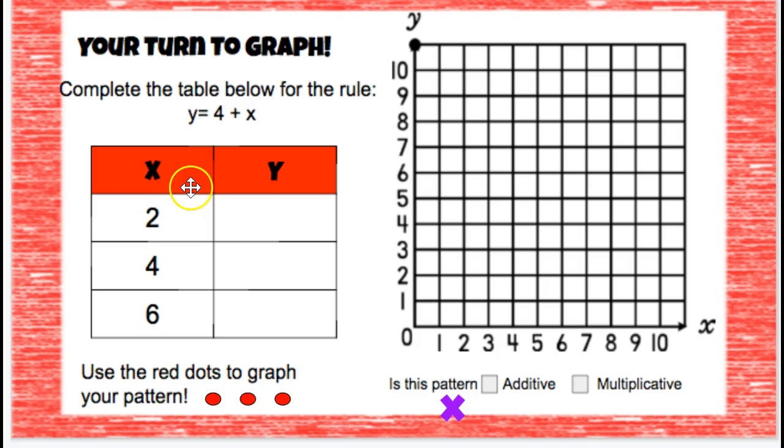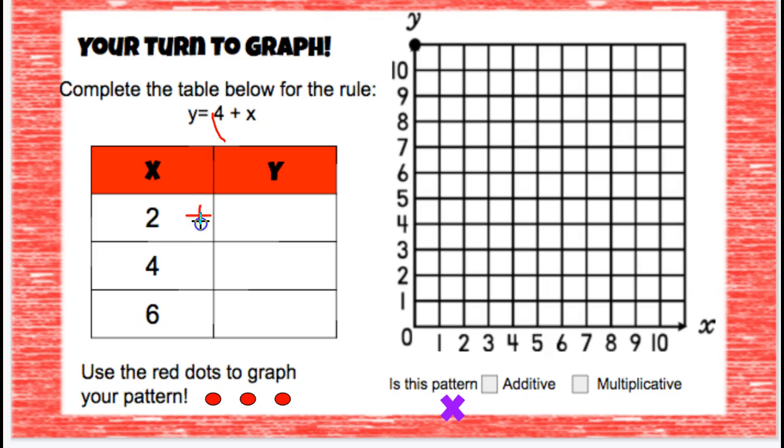Okay, so then you're going to graph. So let's do this graph together and then you can practice some. So it's your turn to graph. You're going to complete the table below for the rule. So here's our rule. Y equals 4 plus x. So our rule is, here's our x. X equals 2, 4, and 6. And my rule is I'm adding 4, so it's an additive pattern.